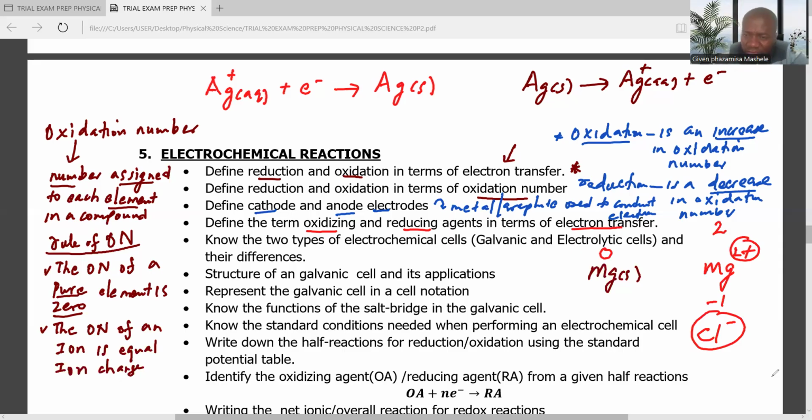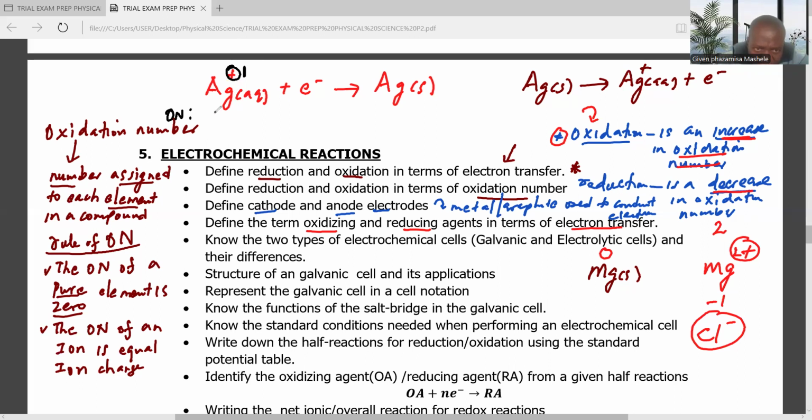Let's go back to the definition. Remember I said oxidation is an increase in oxidation number. A substance that undergoes oxidation, you'll see by an increase in oxidation number. But the one that undergoes reduction, you'll see by a decrease in oxidation number. Let's start with this. We have 2 reactions here for silver. If you look at the first one, this is an ion. Plus means there's a +1 charge here. So what is the oxidation number of this silver ion?